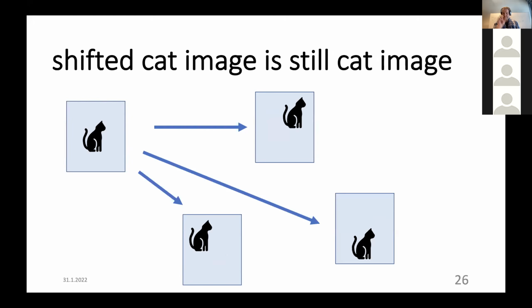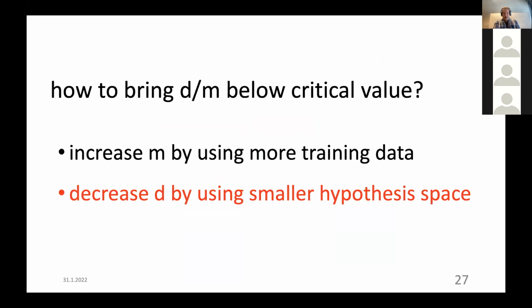Or also if you shift the image, the label stays the same. A shifted cat image is still a cat image. Okay, so that was the approach by the data component. So what is the other tuning knob?